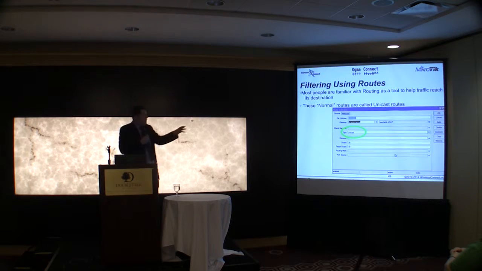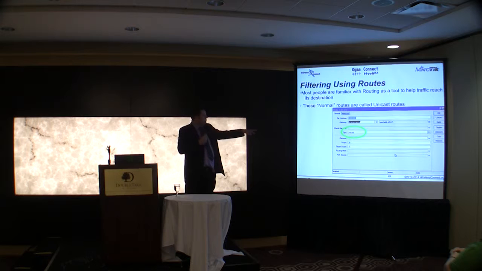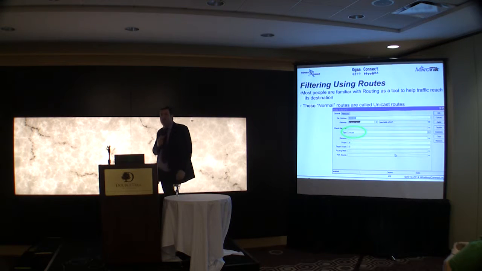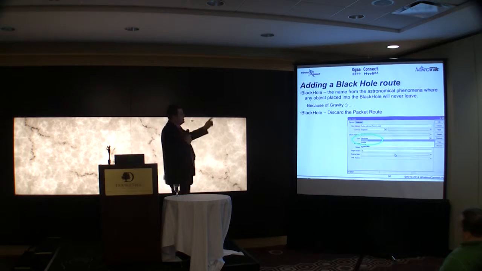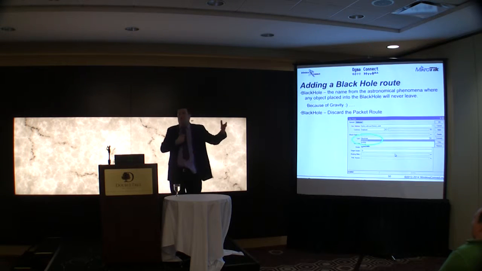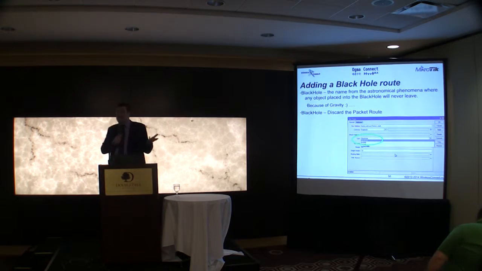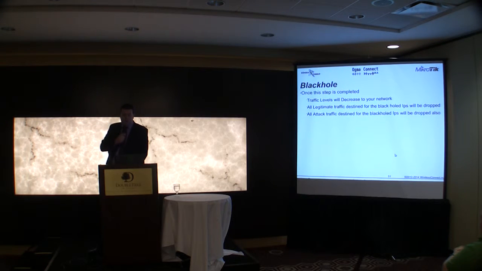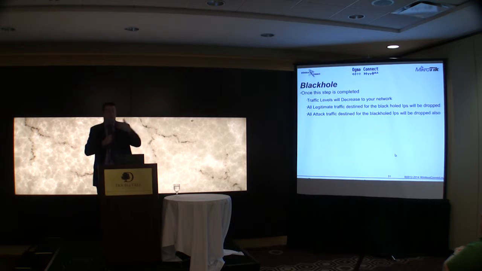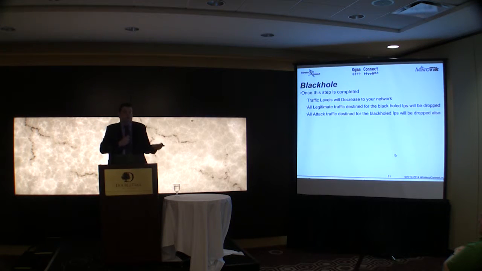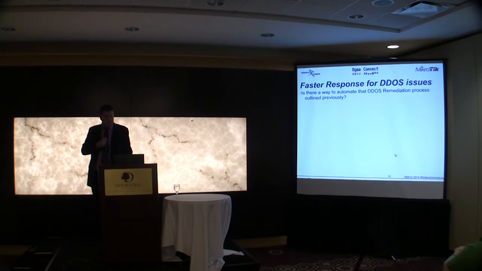You're all familiar with adding routes into MikroTik routers, and generally you'd be adding unicast routes, but you can also add a black hole route, and that's effectively saying, I want to discard that traffic, okay? Once that step is completed, you'll see a reduction in traffic to your network. Once your provider black holes traffic destined to the attacked IP, it'll reduce the traffic to your network.